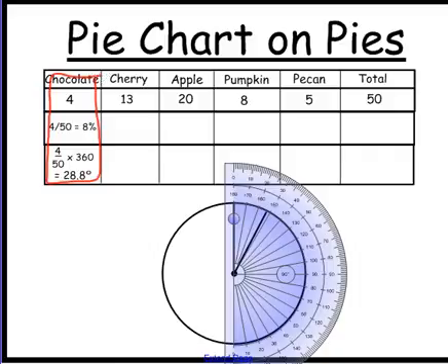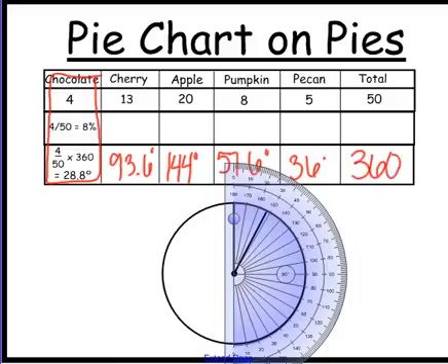Alright, so let's see what we all got. For cherry, you should have gotten about 93.6 degrees. Apple should have about 144 degrees. Pumpkin should contain about 57.6 degrees. And then pecan, to get a grand total of 36. If I add all those degree measures up, the 28.8, the 93.6, and so on, you should get that it all adds up to 360 degrees. If not, that means you must have calculated just a little bit wrong.